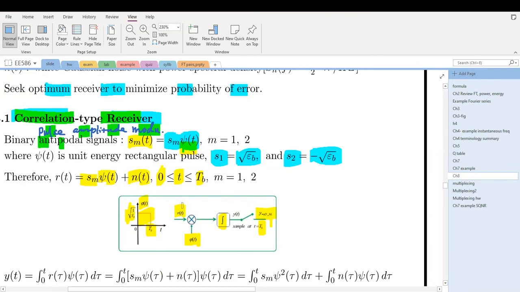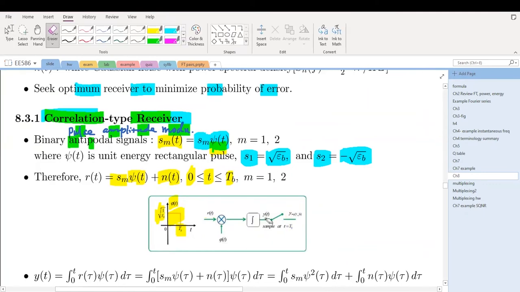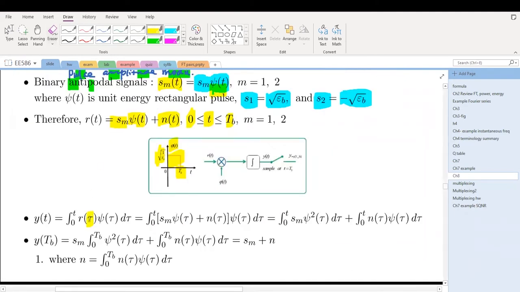So this is the structure of the correlator receiver. It's called the correlation receiver. Let's look at the output of this integral here. I call it y(t). y(t) is a function of t, because as time goes, I do the integral. That's equal to the integral of r(tau) multiplied by psi(tau). I do not use t inside because there's a t outside, to avoid confusion. r(tau), plug it in, equals s_m psi(tau).